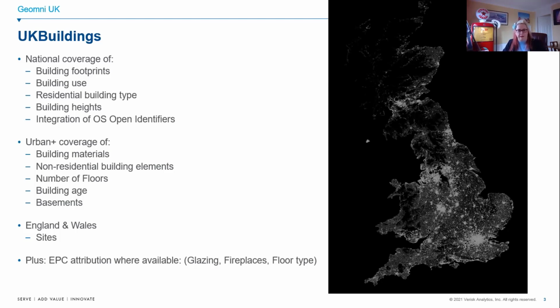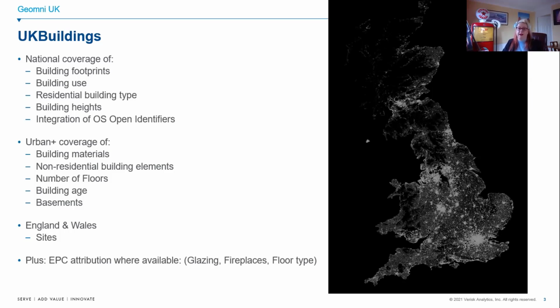Further to the national data, we have gone into further detail in the urban areas. When we describe urban areas, we mean cities or towns with a population over 10,000. And when we say urban plus, this is where there's been development on the outskirts of these areas. Information collected for these areas includes building materials, so whether it's brick or concrete, and non-residential building elements. So if there's a 3-storey office block attached to a single-storey factory unit, then we capture details about both of those elements, not just the addressable point.